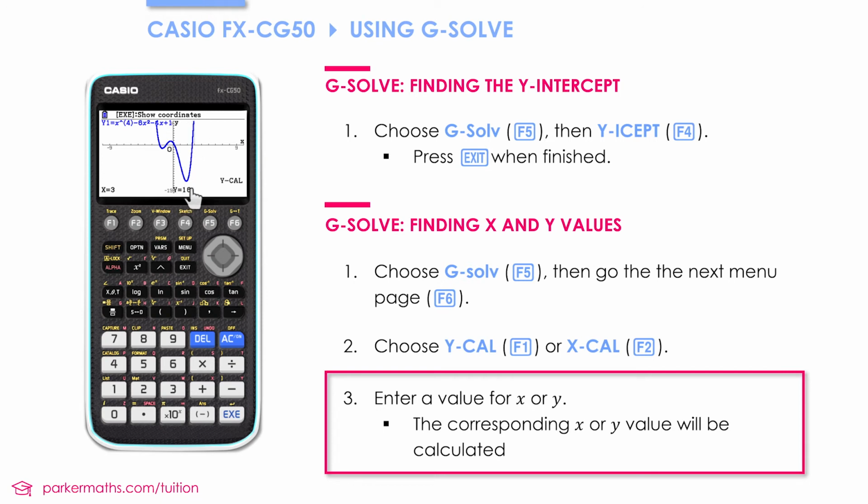Notice that although my x value is on the screen, even though the y value is not, it's still able to calculate it. In a similar way, we can go gsolve, and then we can go xcal, and it allows us to put a y value in. We could put y equals 5 in, and it will give us the x coordinate when y equals 5.